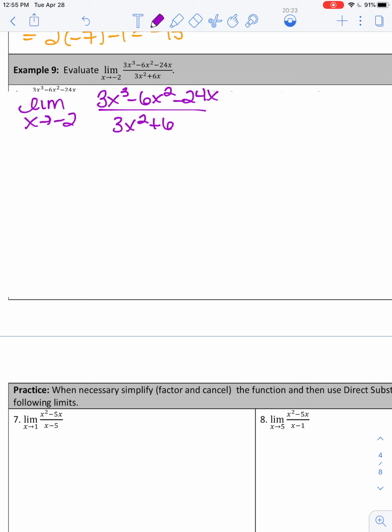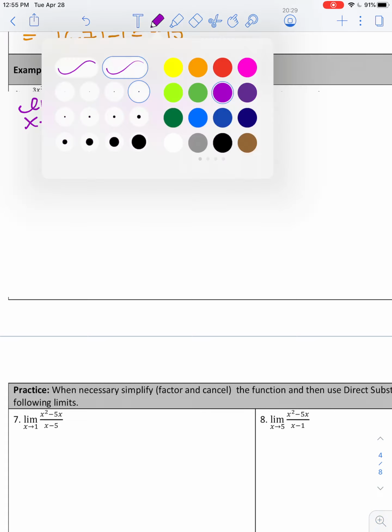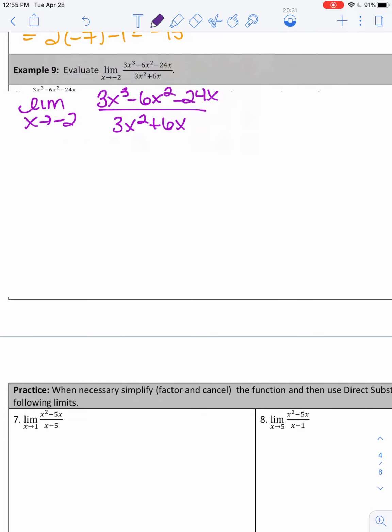Okay, so in writing this down, I noticed that every single term in my numerator and every single term in my denominator has an x, right? So I can go ahead and identify a greatest common factor of x in the numerator and denominator. And I'm just going to take this step by step.